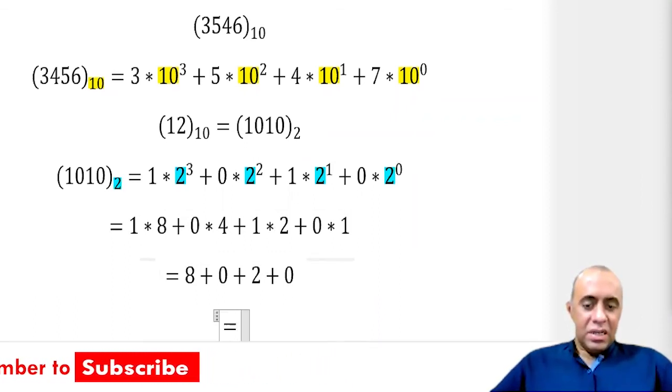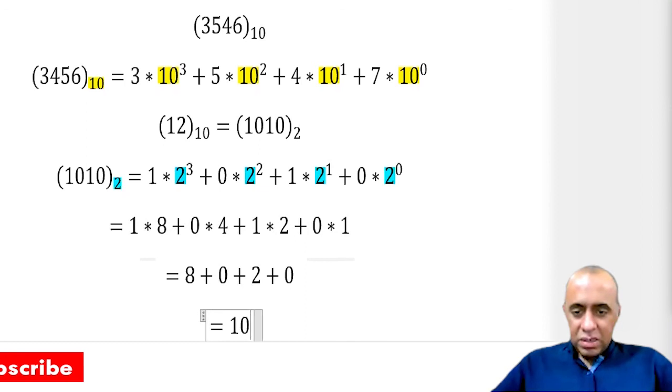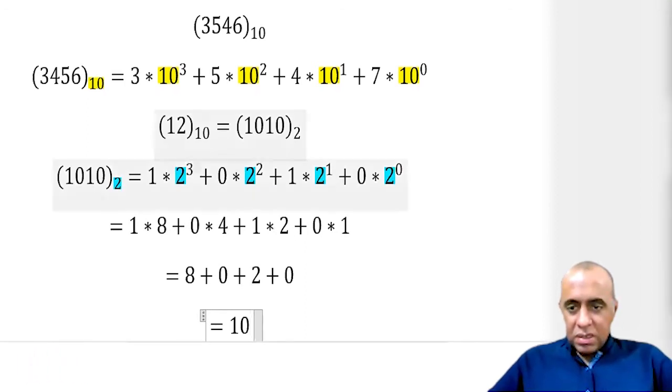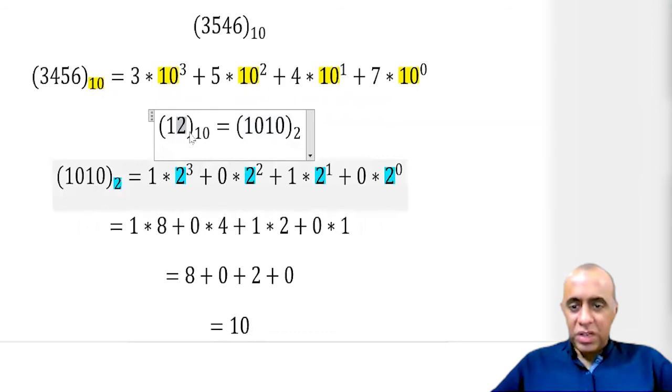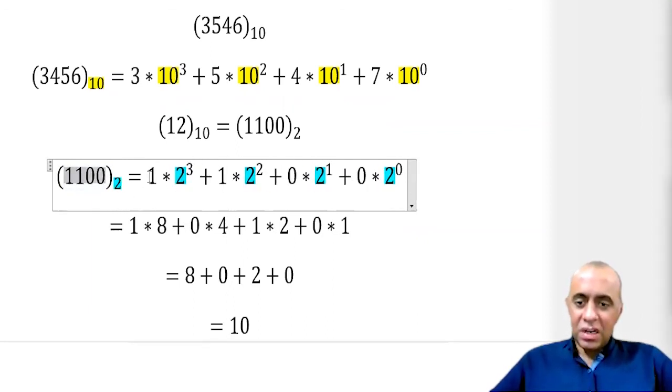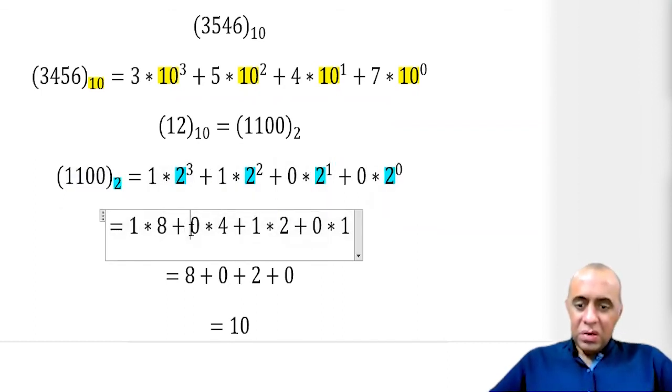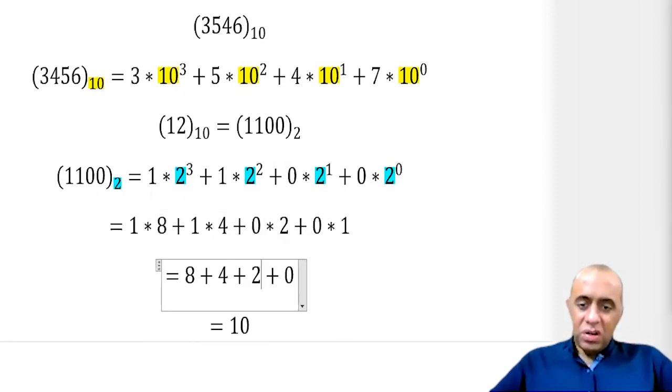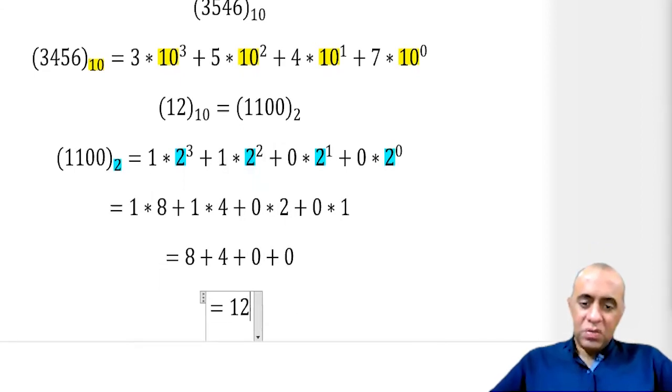So now I can write it like 8 plus 0 plus 2 plus 0, and the final answer to this is, I'm sorry. Oops. Okay. Here it should be 10, and I converted wrong in my head. I had to write 1100. Oops. So this example is going to change. So 1100, I'm going to make all the changes, and that would actually help you understand it slightly more. It will be 1 over here and 1 over here, and then 0 and 0, so it would be 8 plus 4 plus 0 plus 0, and the answer would be 12.